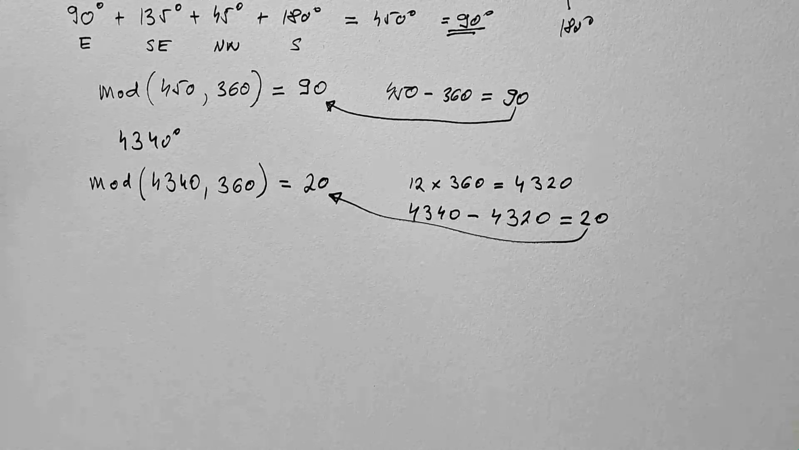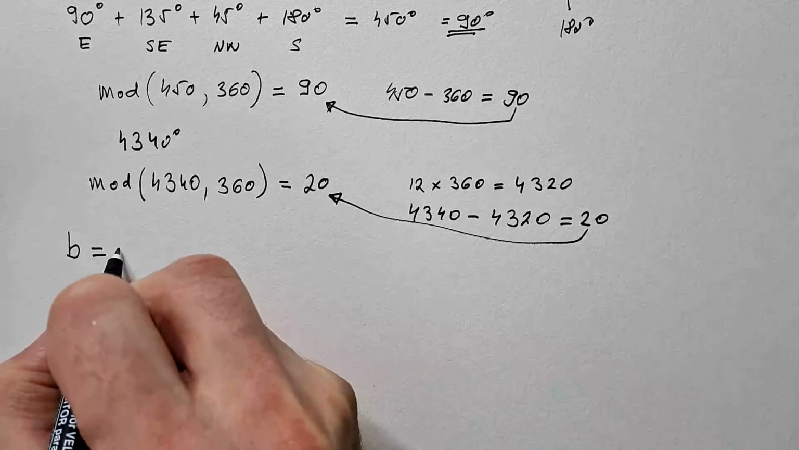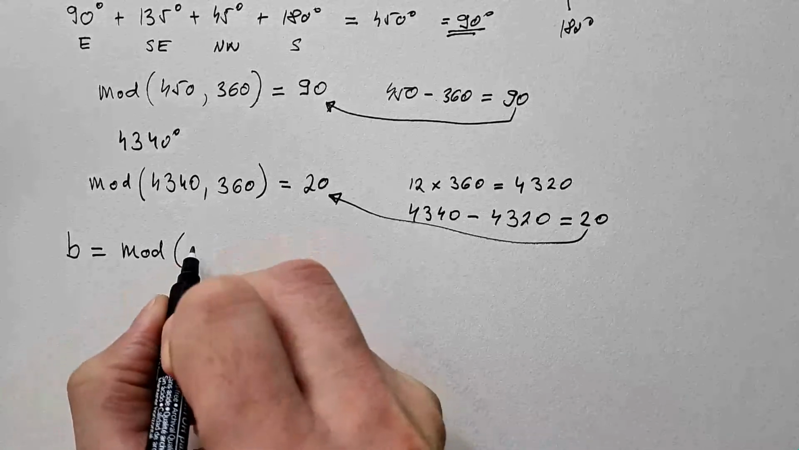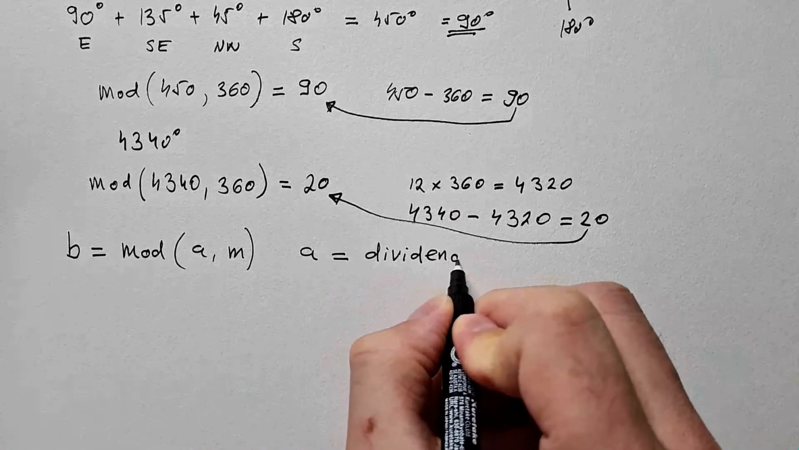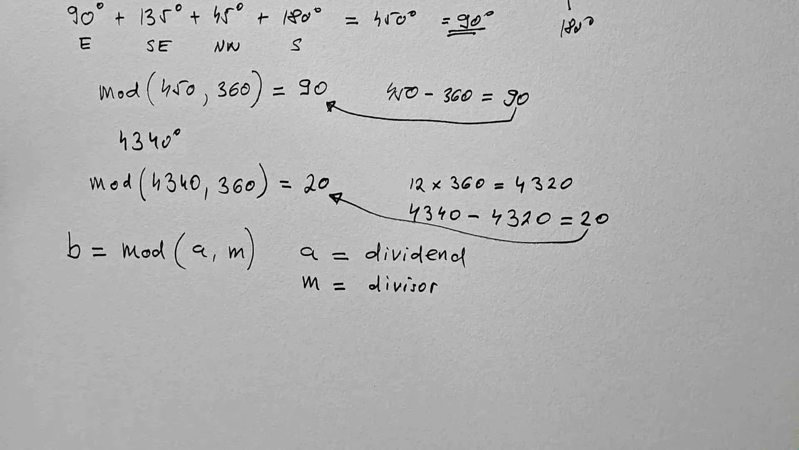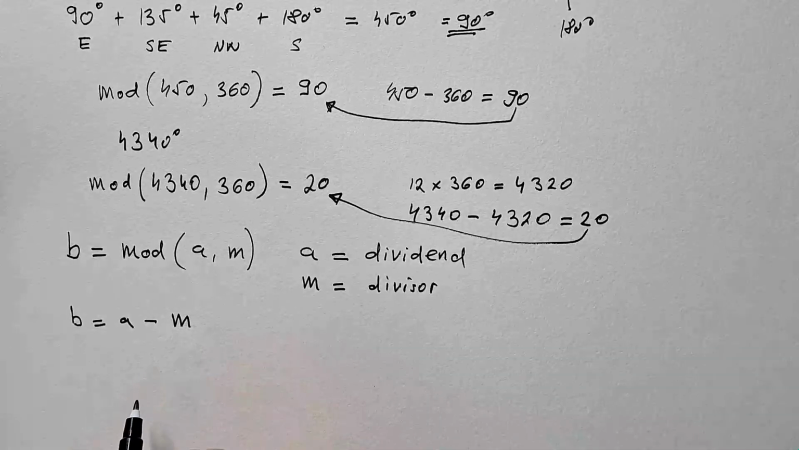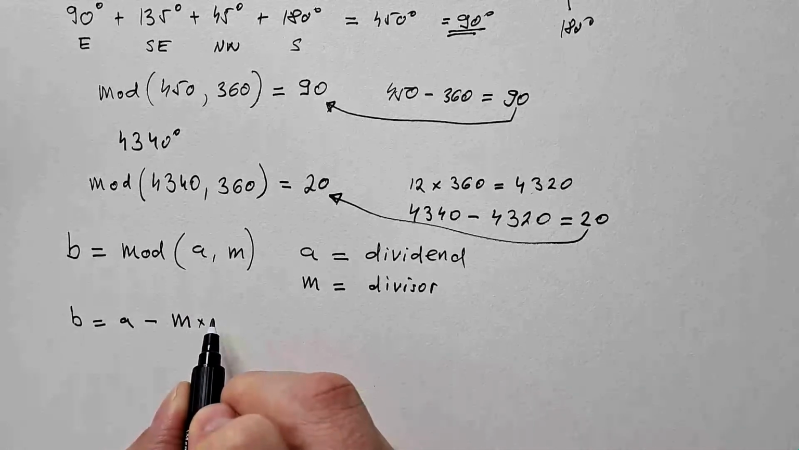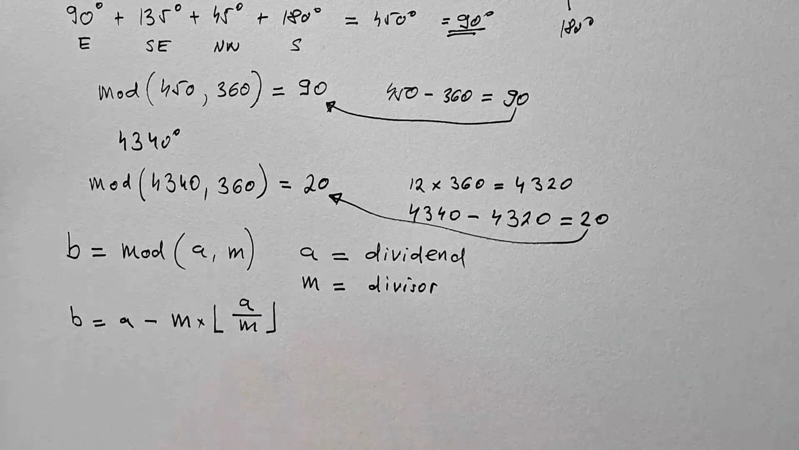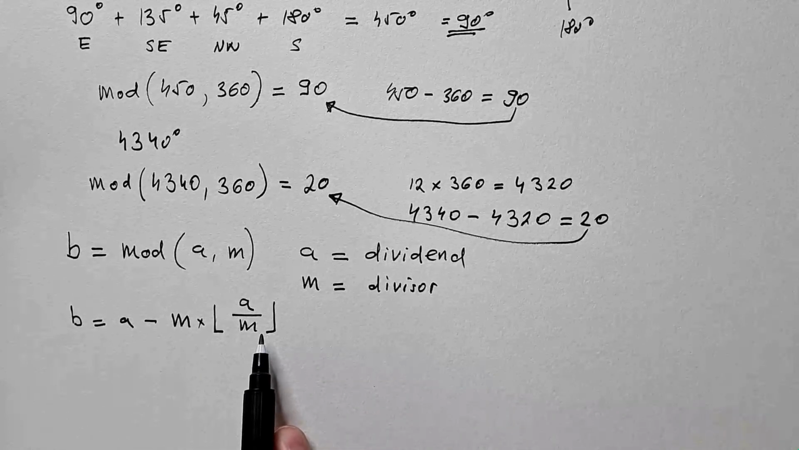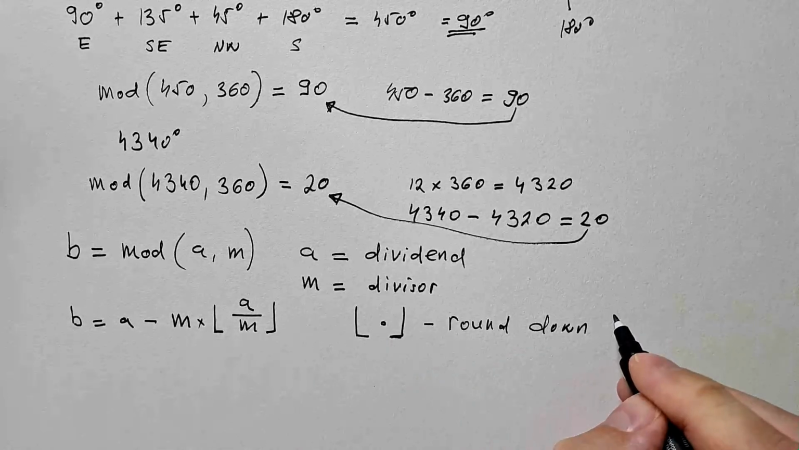Now I would like to generalize this. We say that B is modulo of A and M, where A is called dividend and M is called divisor. B mathematically is equal to A minus M times round down of A divided by M. Now, this strange bracket is called round down of this number over here, also known as floor operation.